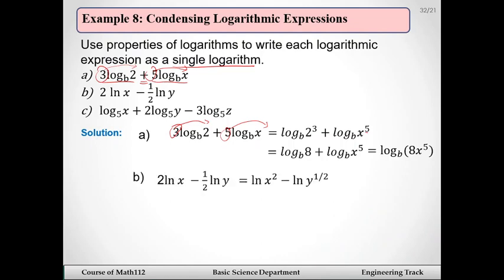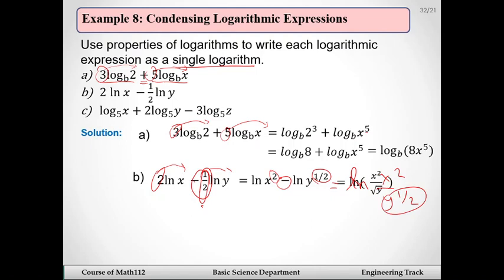Now the next is here, we deal with this. You can leave the minus here, and you can take this 1 or 2 as a power here. That will be x squared and y to 1/2, and then this is minus. This makes ln x squared divided by y to 1/2. So then you can write the 1/2 as square root y.